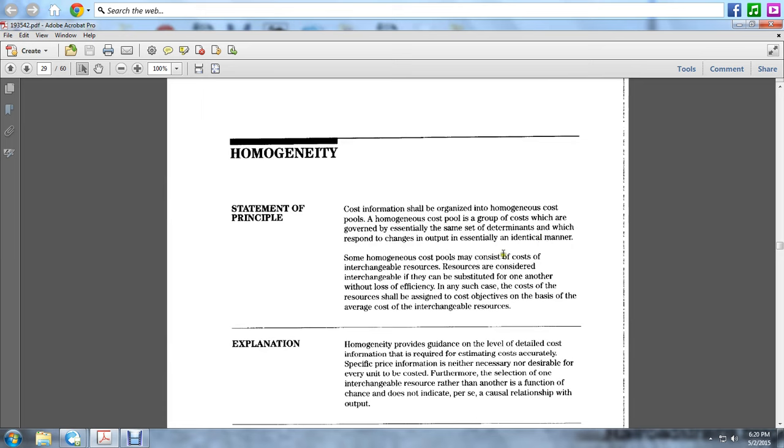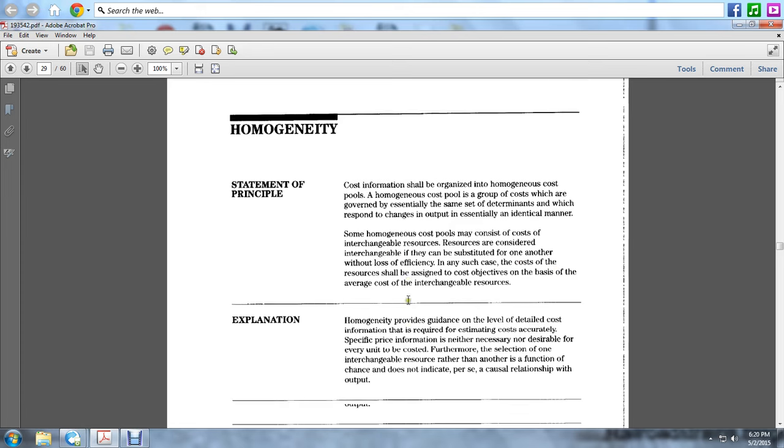Homogeneous cost pools consist of the costs of interchangeable resources. Resources are considered interchangeable if they can be substituted for one another without loss of efficiency. In any such case, the cost of the resource shall be assigned to the cost objectives on the basis of the average cost of the interchangeable resources.